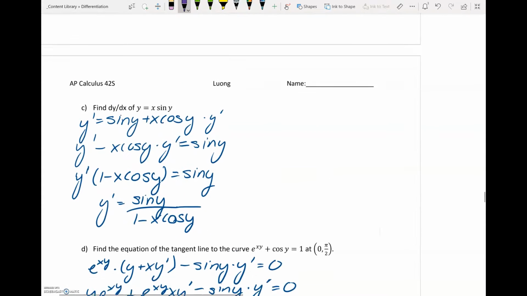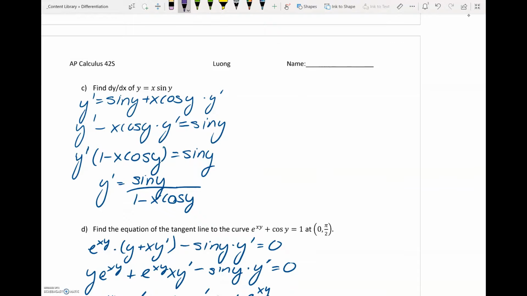In C, you're going to take the derivative of one side, which is y prime, and then we're going to have to use product rule here. So you'll take the derivative of x, which is just 1, leave sine y alone, plus leave x alone, take the derivative of sine y, which is cos y, and then because we're using the chain rule here, because we're differentiating with respect to x, we have to multiply by y prime.